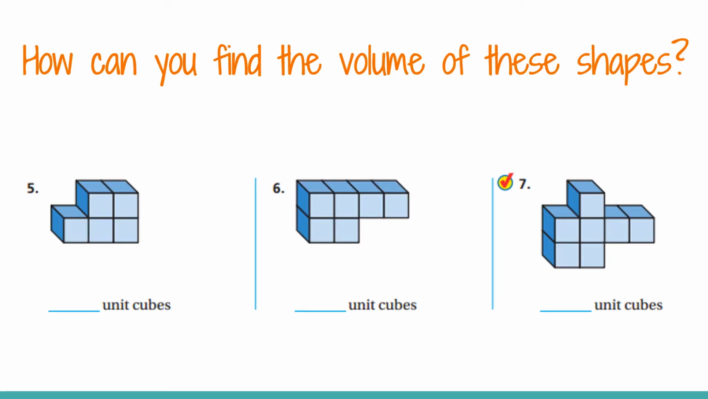So how can you find the volume of these shapes? Again, there's no hidden pieces, so we're just counting what we see. In this one, we have 1, 2, 3, 4, 5 units cubed. In the middle, we have 1, 2, 3, 4, 5, 6 units cubed. And over here, we got 1, 2, 3, 4, 5, 6, 7 units cubed. No coincidence, 5, 6, 7. If there aren't any layers, we simply count the cubes. Does that make sense? Okay.